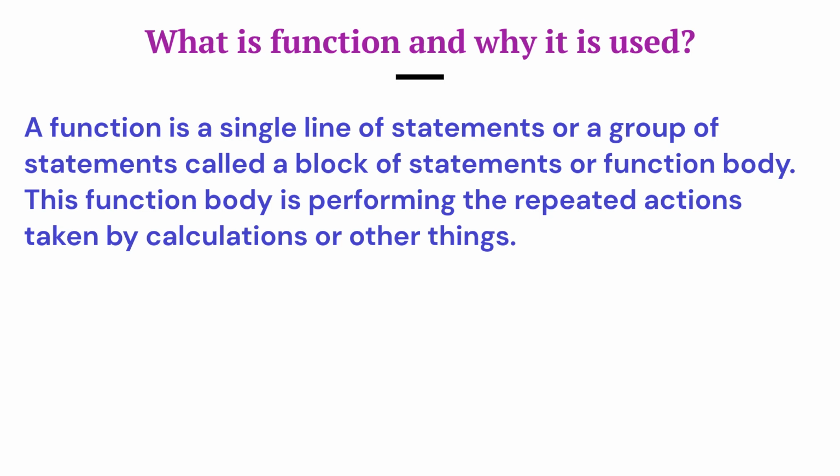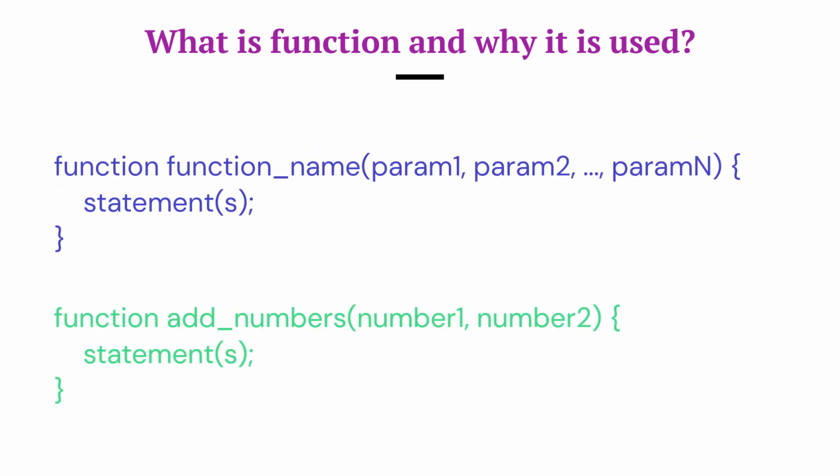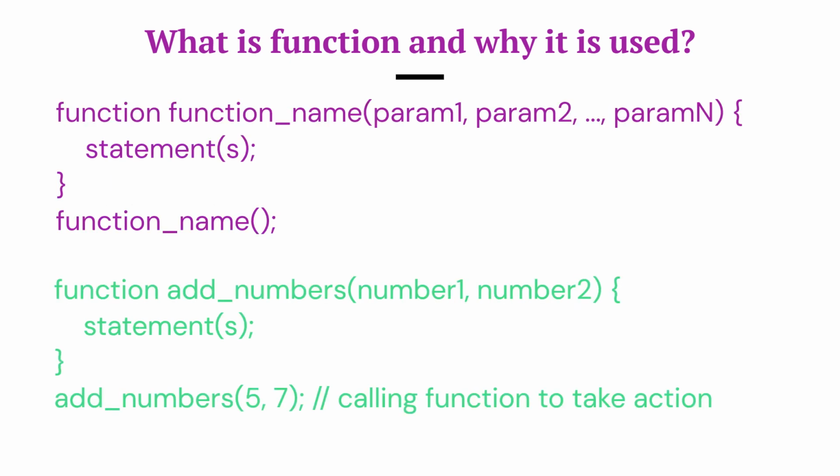A function is a single line of statements or a group of statements called a block of statements or function body. This function body is performing the repeated actions taken by calculations or other things. A function has a name which is followed by the word function, which is a keyword. The value taken by a function to perform the action such as calculation is called a parameter. Parameters are optional. A function has to be called by its name to perform the action.